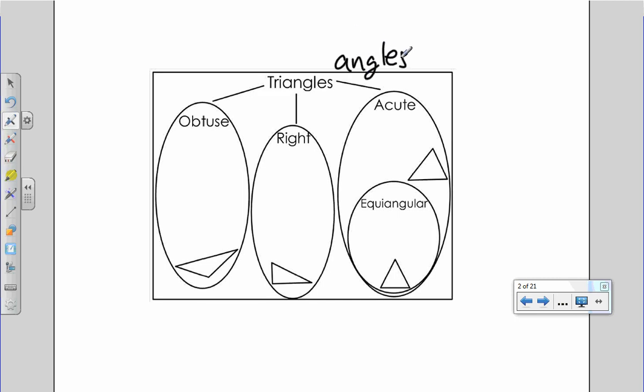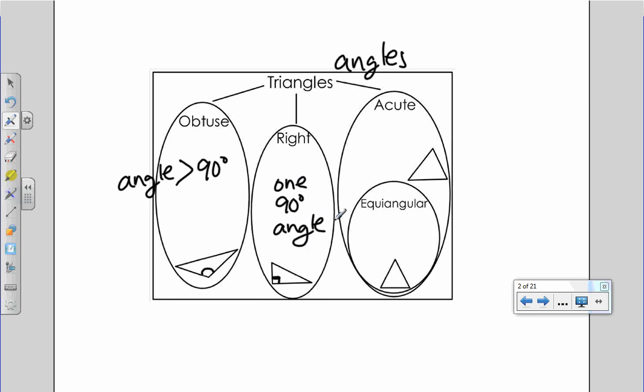A triangle can be obtuse, which means that it has an angle that is bigger than 90. There's that obtuse angle. It means that there is one that is bigger than 90 degrees. If it is a right triangle, this is what we've seen mostly at this point this year. A right triangle has a 90-degree angle. It can only have one 90-degree angle.